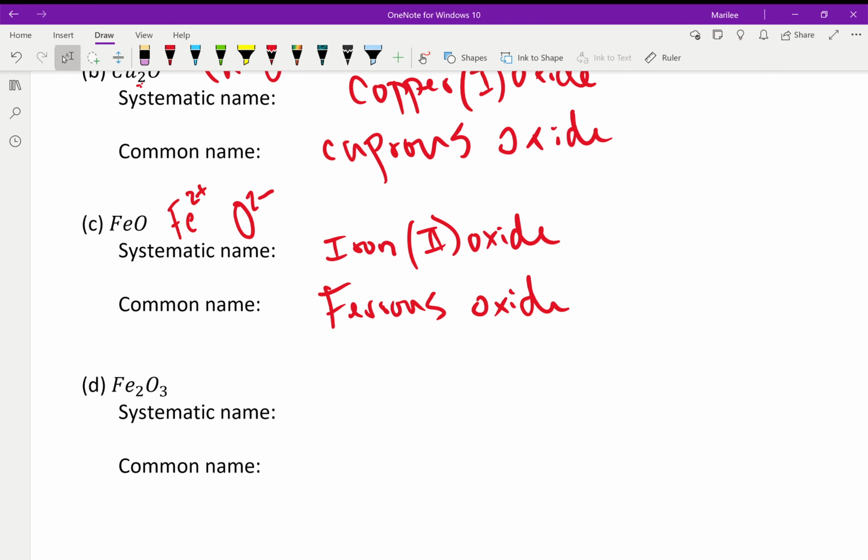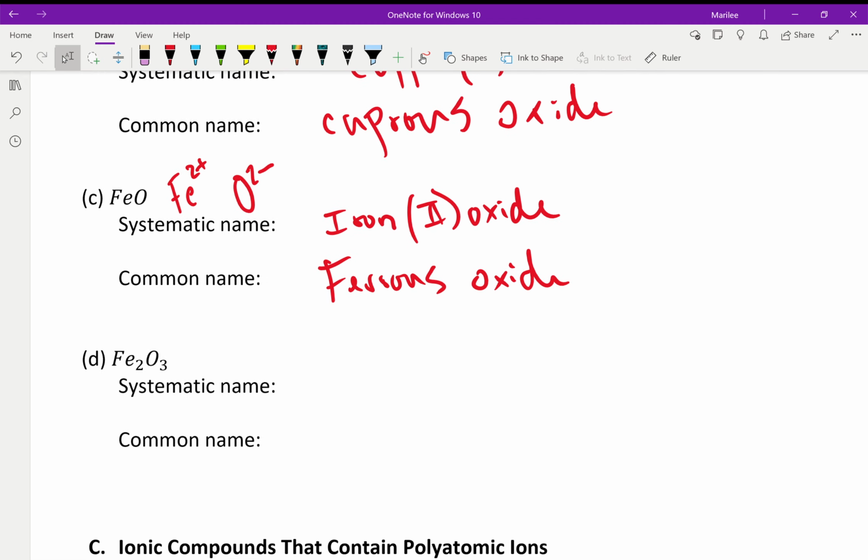For our final example here, so we have O2 minus, and we have Fe, and the charge here is going to be 3 plus. Why is that? So we see that here we have 3 atoms of oxygen and 2 atoms of iron. So if we multiply them, remember when I showed you before, when you multiply the charges so they're neutral, you do one side times the other side, and then the other side times the first side.